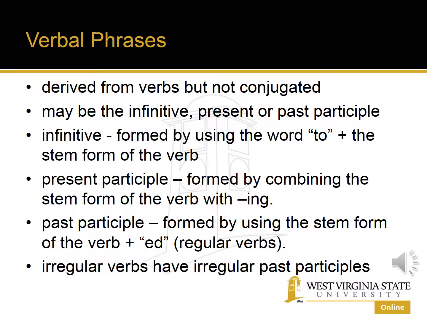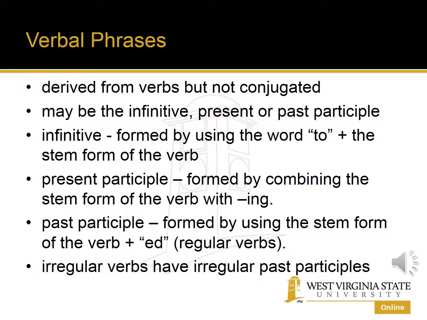At the beginning of this lecture, I said that a phrase is a group of related words that does not include a subject and a verb. So what is a verbal phrase? The verbal comes from a verb, but it is not a conjugated form of the verb. It does not have person or tense. Non-conjugated verb forms include the infinitive and the present and past participles.